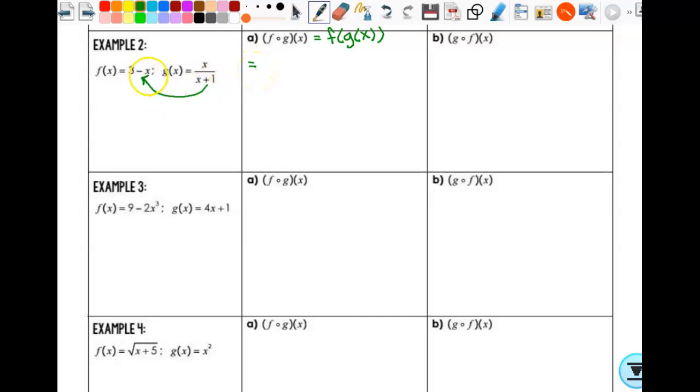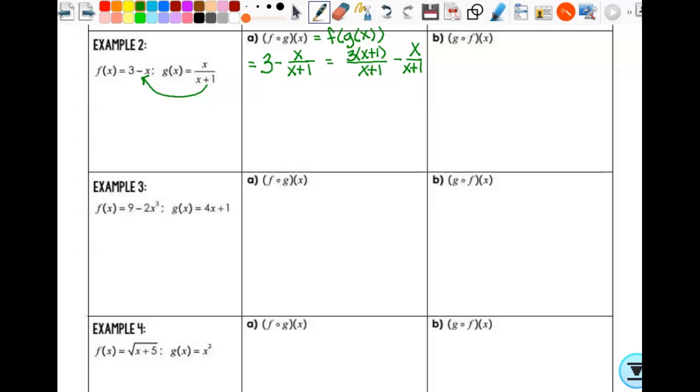I'm going to take g of x and put it in here. So I get 3 minus x over x plus 1. So when I add and subtract fractions, what do I have to have? Common denominator. What would my common denominator be? x plus 1. So that means this number has to be multiplied by x plus 1 over x plus 1. So that's 3 times x plus 1 over x plus 1 minus x over x plus 1. Now I have a common denominator.